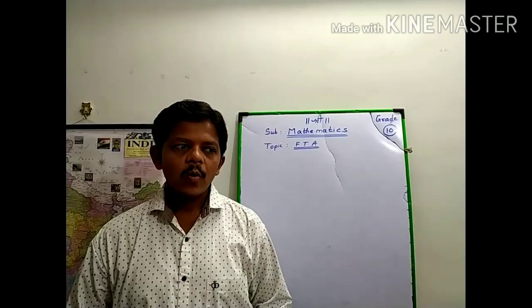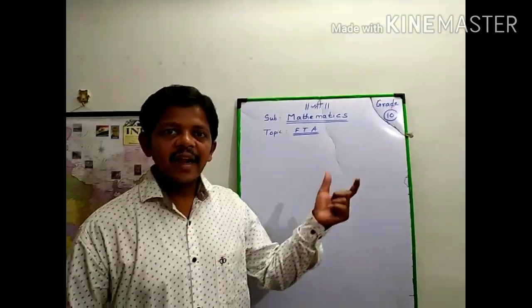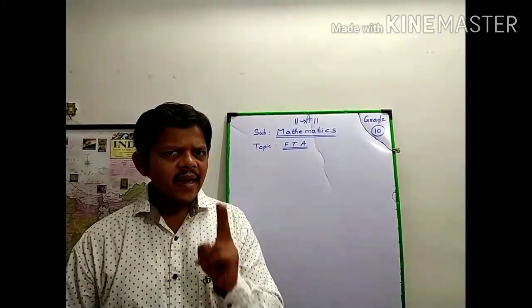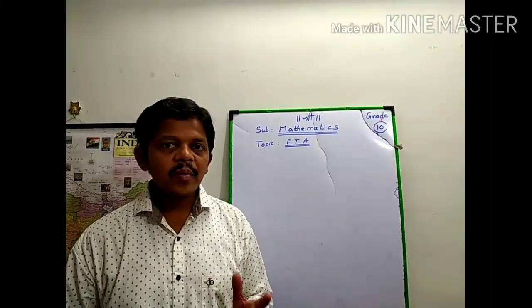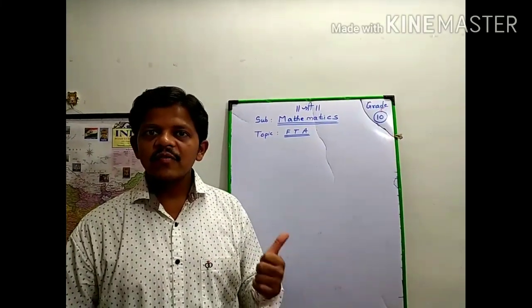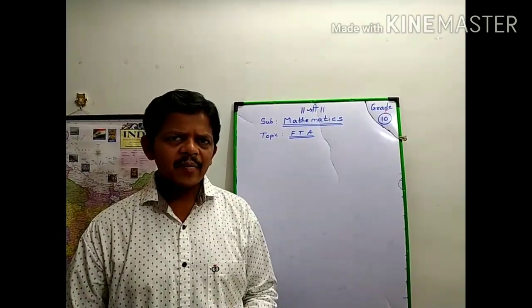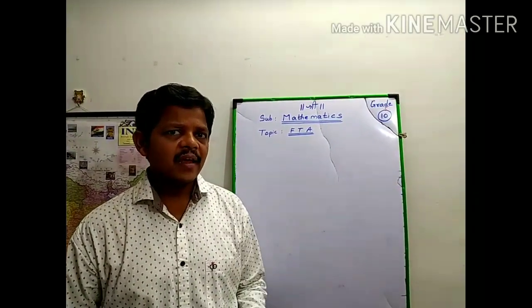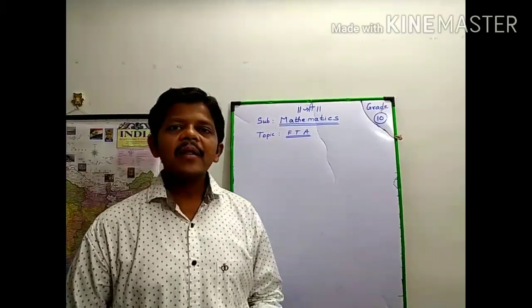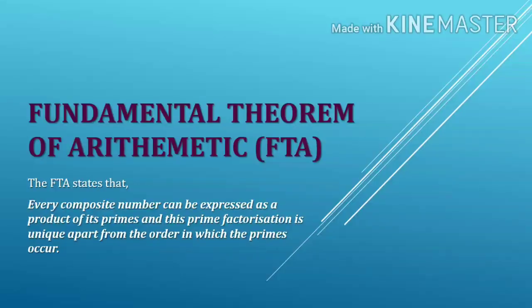In this module, we'll learn about FTA. What is that? FTA is the second part from our real numbers. Do you remember we had discussed it in our introduction? The first part was ADL, that is Euclid's division lemma. The second part was FTA. This means what? Fundamental Theorem of Arithmetic. Correct?